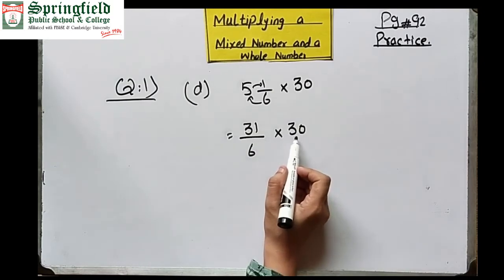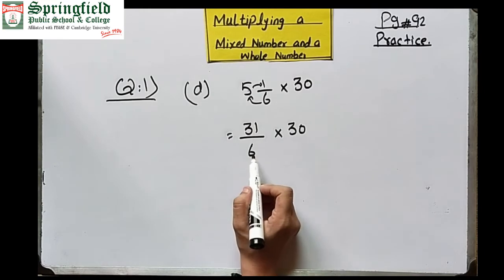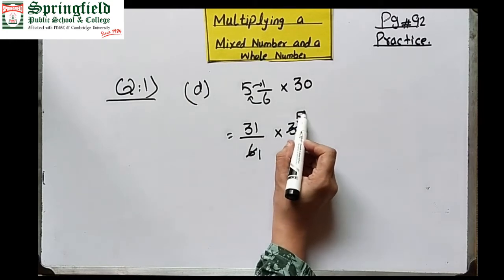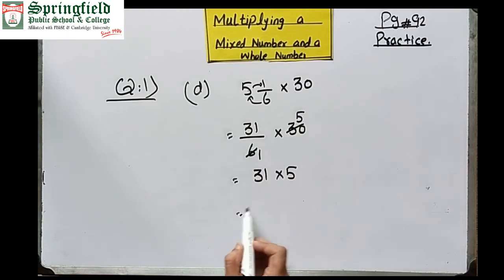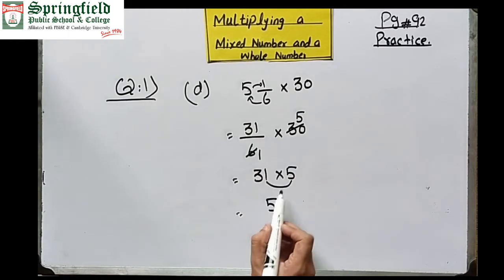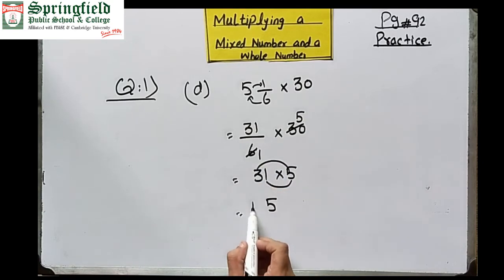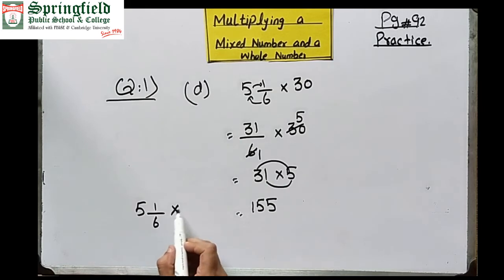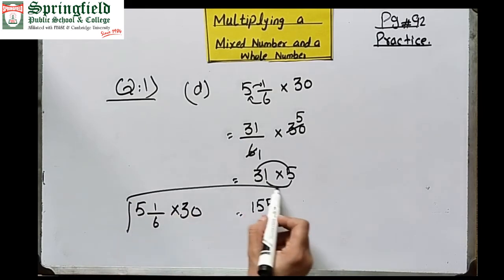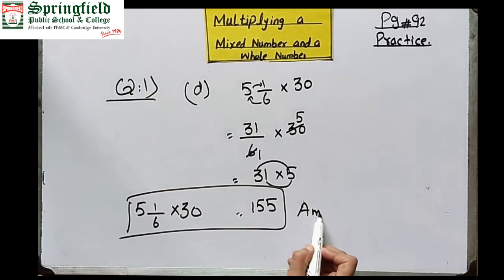So 30 has come in the table of 6. It means we can use the table of 6 here. So 6 1s are 6, 6 5s are 30. And then 31 multiply 5, what will be the answer? 5 1s are 5. And then 5 multiply with 3, 5 3s are 15. It means 5 whole 1 by 6 multiply with 30 is equal to 155, and this is your final answer. Understood, beta? Okay, now come on the question number 2.